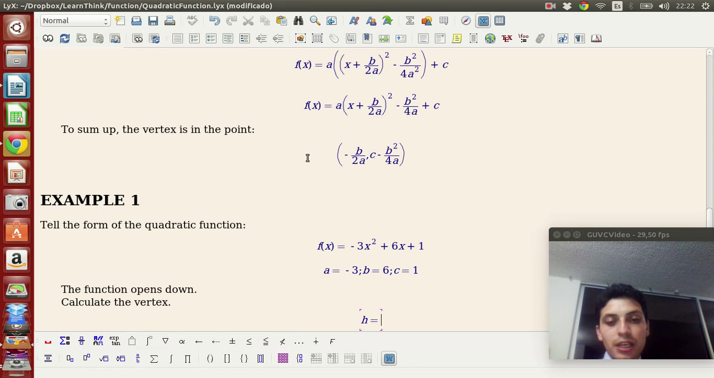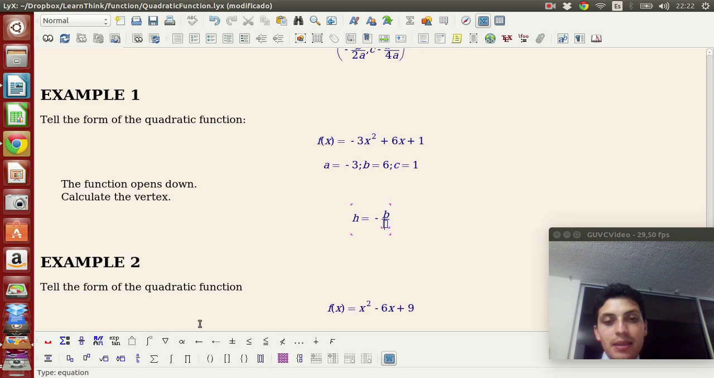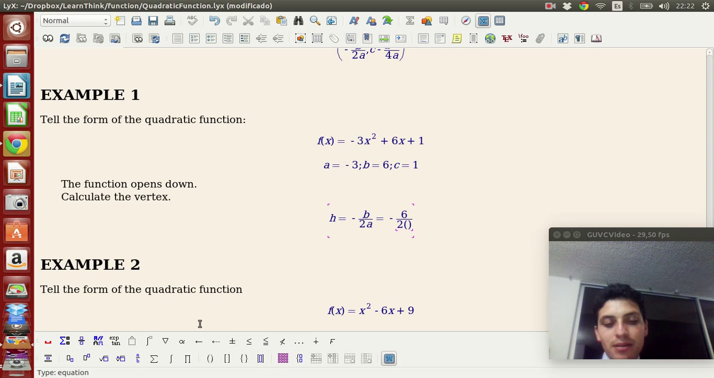So h is minus b divided by 2a. So h is minus b, which is 6, divided by 2 times a, which is minus 3. Okay, we don't have to be an expert in algebra to know that minus 3 times 2 is minus 6, and minus 6 divided by minus 6 is 1.